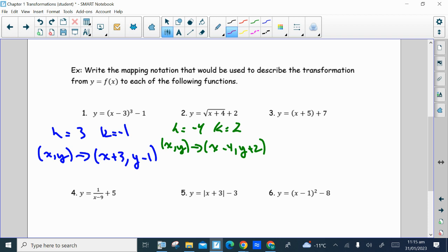Number 3, this is just a transformation of the line y equals x. This is what this represents. A transformation of the line y equals x. That's our base graph. The value of h is the opposite of what it appears to be. H is negative 5, which means the graph is going to shift 5 to the left, or you're going to subtract 5 from the x values and add 7 to the y values.